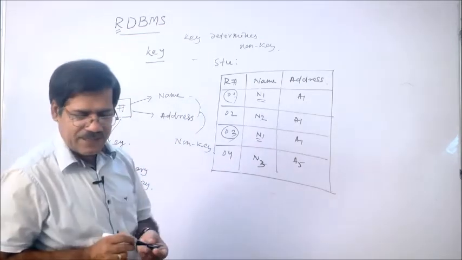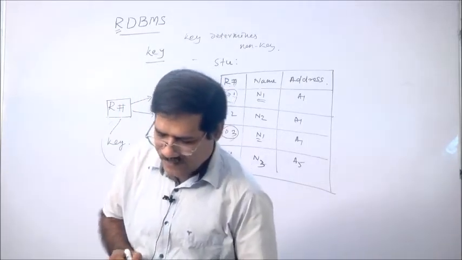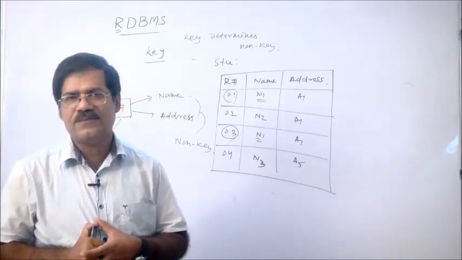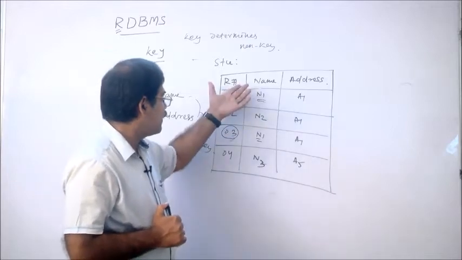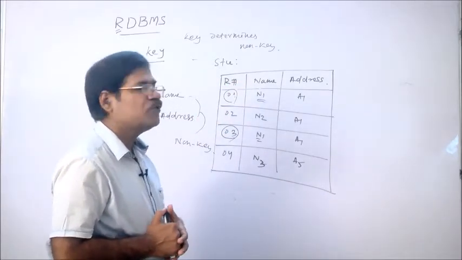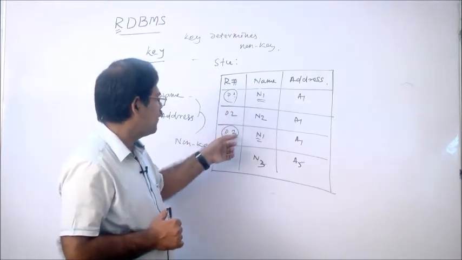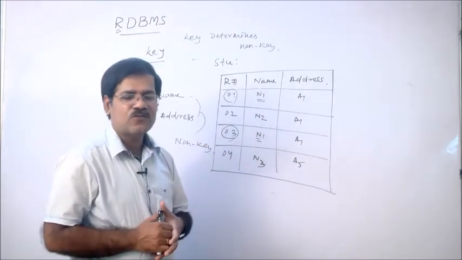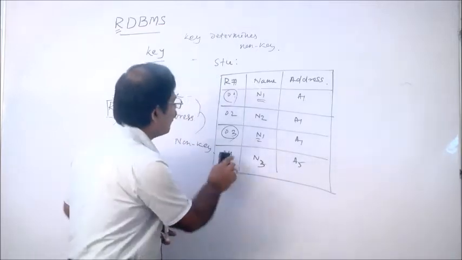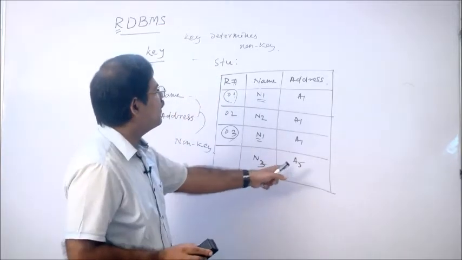What is the primary key? A primary key is a column, or an attribute of a table, whose value should not be duplicate. It is a unique value, no duplicate value will be there, and the value should not be null. If this value is null, how can we determine the name and address?